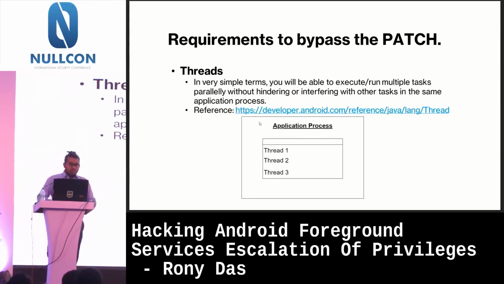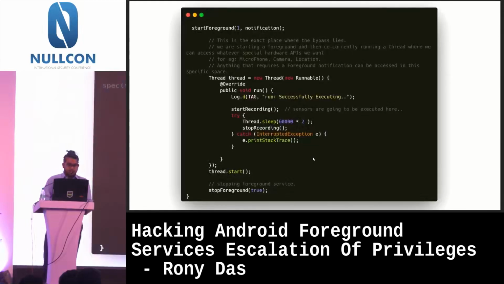So what are threads? In very simple terms, you will be able to run multiple tasks in parallel without hindering or interfering with other tasks in the same application process. So this is the application process which is being created. Under that, you can create as many threads as you want, depending on the hardware. Basically, how we are going to use threads in this particular bypass, we'll see in the next slides.